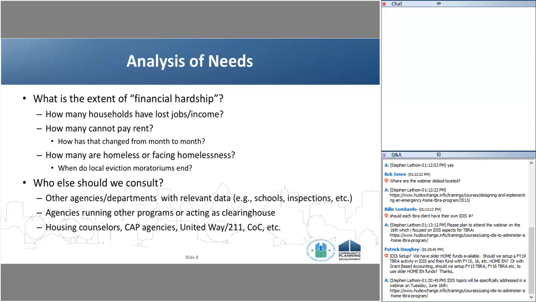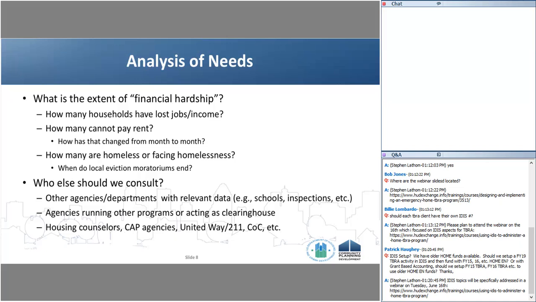But there may be other protections that are in place to assist tenants impacted by the pandemic. Actions that exist. Needs assessment, obviously, comes with consultation as an essential part of the needs analysis.